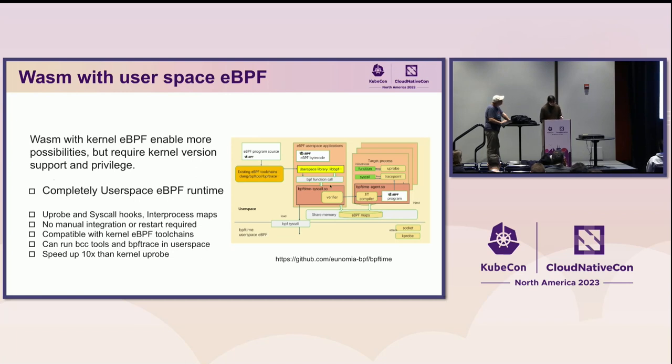This is what uprobe does. It's inside a kernel application, which allows us to trace user-space functions in eBPF. The kernel also supports uprobe. However, the kernel uprobe is slow due to the overhead of context switching between kernel and user space. We have BPF time to solve this problem by running entirely in user space, which has the advantage of being up to 10 times faster than kernel uprobe.